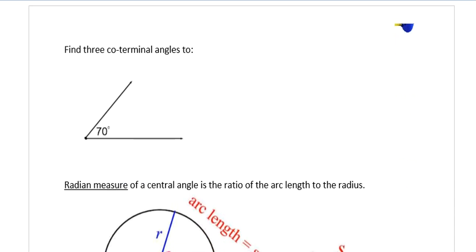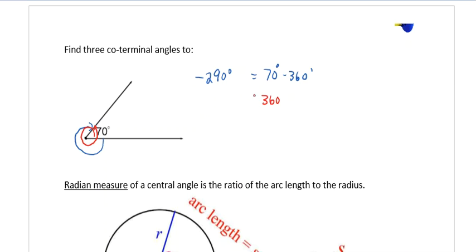Find three coterminal angles to 70 degrees. Well, here's that 70 degrees. I'm also going to have a negative 290 degrees, and that's just from 70 minus 360. Let me write that. I'm also going to have coterminal by rotating all the way around 360 and then another 70.